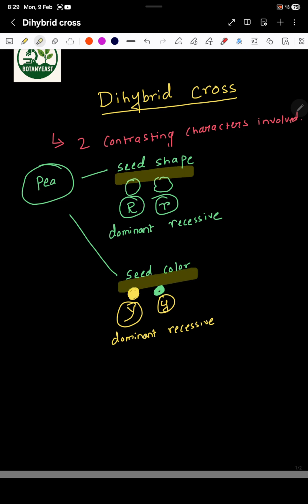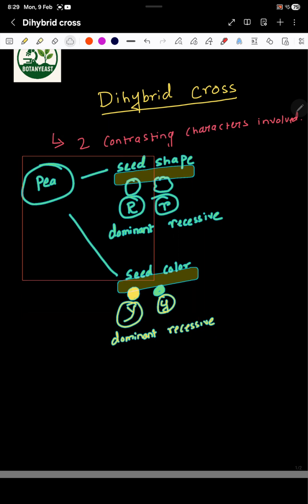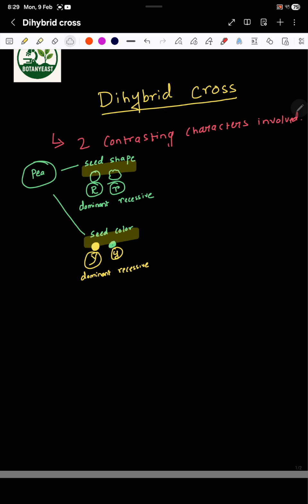So what he did was cross them. Let's see how he crossed them. Likewise, the monohybrid cross, in the dihybrid cross also he chose the dominant pure round and pure yellow and the wrinkled green, which were the recessive. Then what he did was amazing.